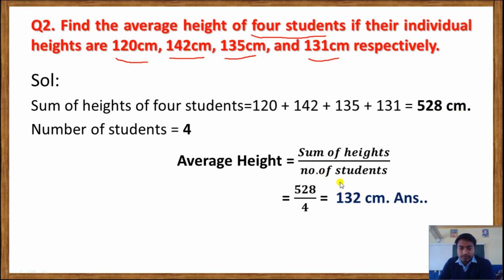So 528 divided by the number of students, 4. Now reduce the term. 4 1s are 4. Here also 4 1s are 4. 1 left, 12. 4 3s are 12. And 2 left, 4 2s are 8. That means from here we got 132 centimeter. This is the answer. This is the average. Understood? So this is how you can find the average of the given observations.